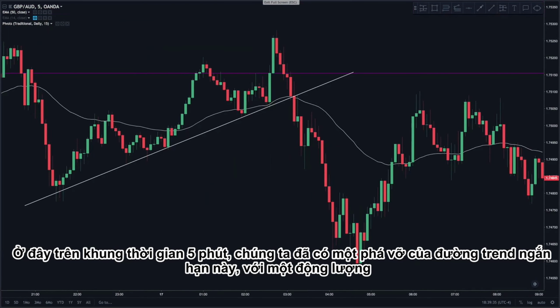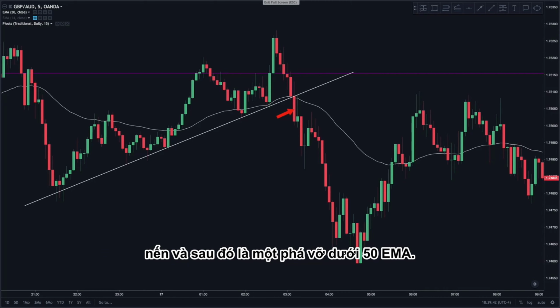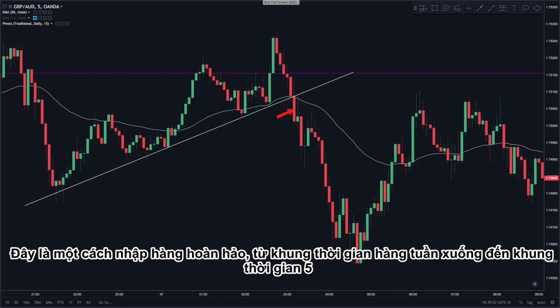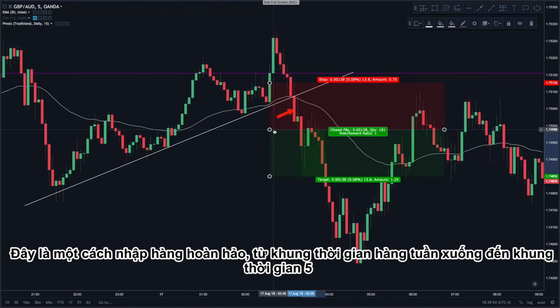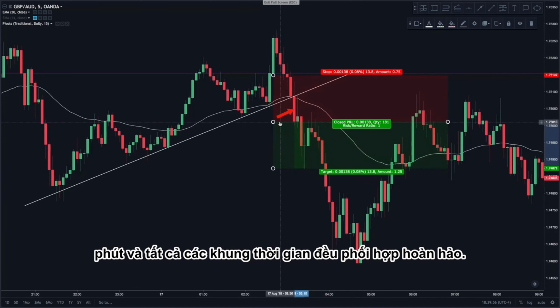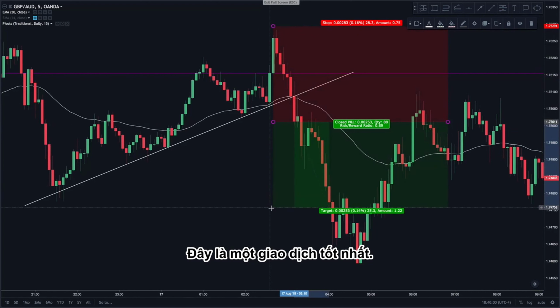Here in the 5-minute time frame, we had a break of the short-term trend line with a momentum candle and then a break below the 50 EMA. This was a picture-perfect entry from the weekly time frame all the way down to the 5-minute time frame, and all time frames lined up perfectly. This was an A+ trade.